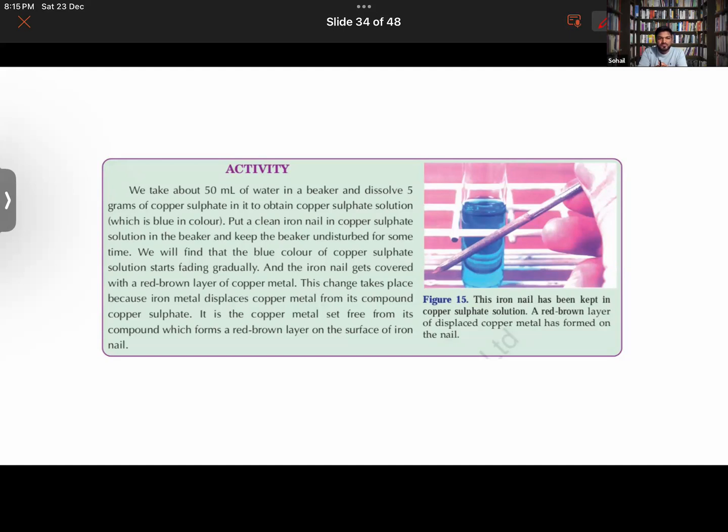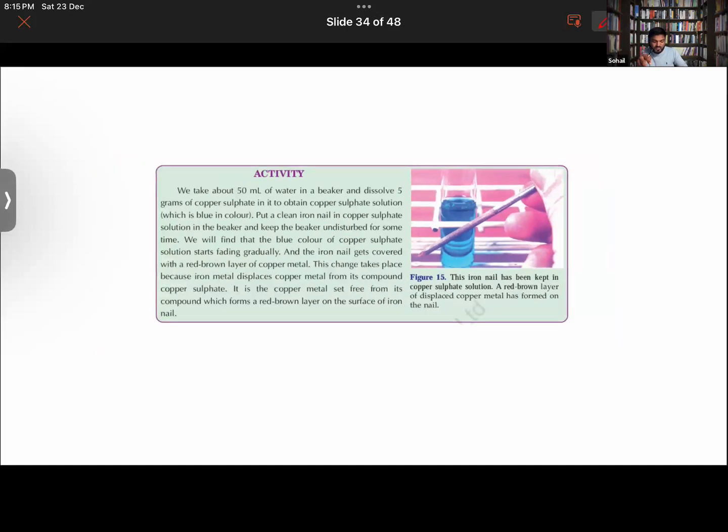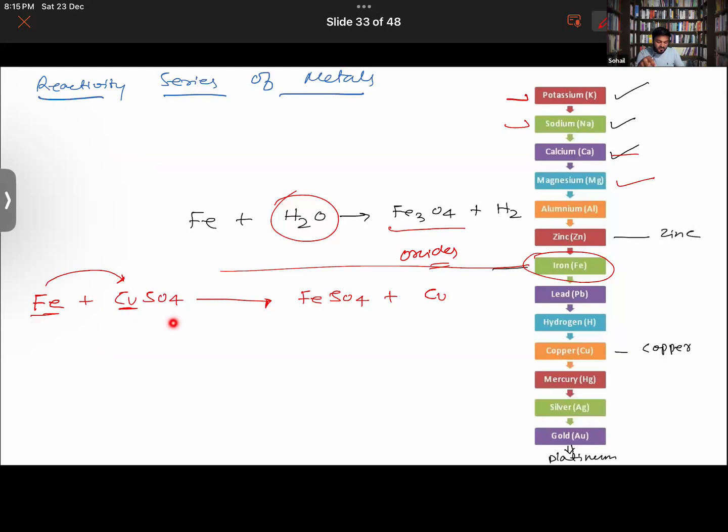This change takes place because iron metal displaces copper metal from its compound copper sulfate. It is the copper metal set free from its compound which forms a red-brown layer on the surface of the iron nail. Right? Yes. You guys understood anything from this given activity? Does this activity tell you anything about the example I just gave you?